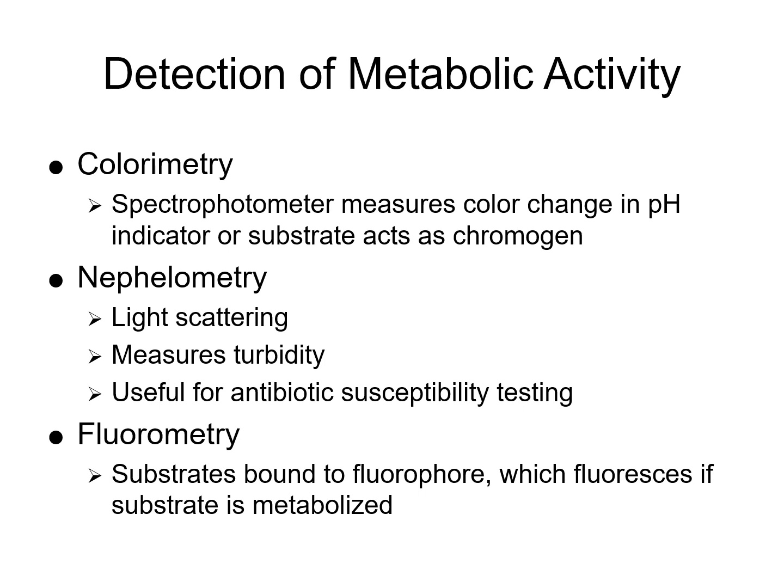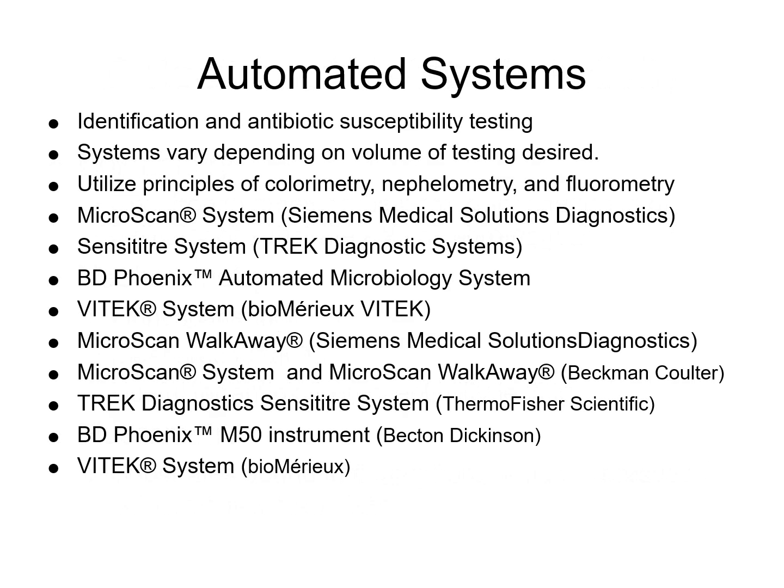Fluorometry is going to use substrates that are bound with some sort of fluorescent labeling, and you're looking for that fluorescent presence if it is actually metabolized. So your automated systems are basically going to combine a lot of this testing into an automated platform. And again, it's looking for those changes through the spectrophotometry, changes in color, nephelometry, that fluorescent labeling. So it's looking at a variety of different things.